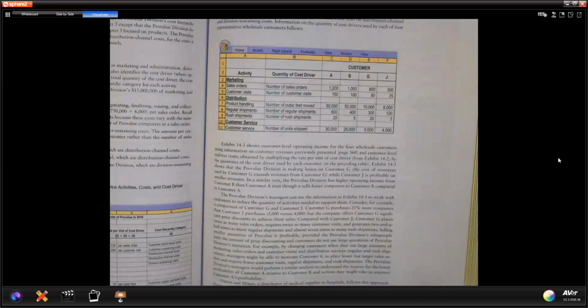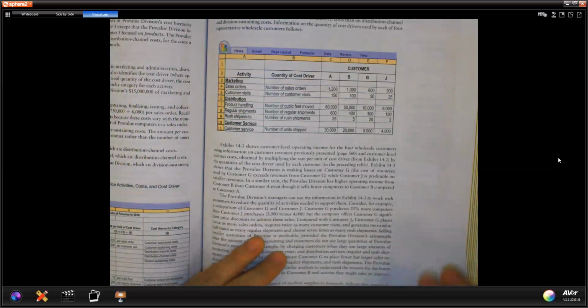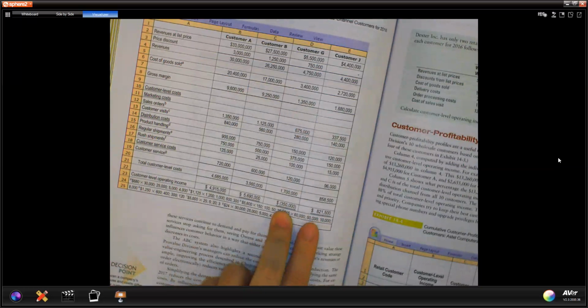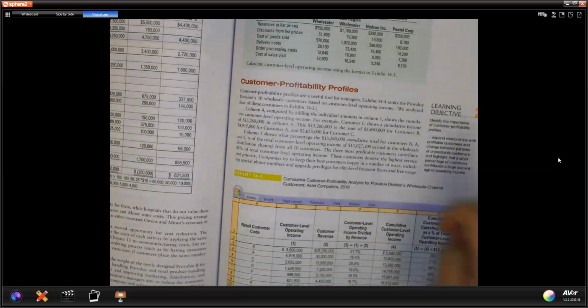As I said earlier, page 563, this paragraph explains the reasons for the differences. So I would suggest you read this one and then look at the table. Check the numbers to find out why your 3rd customer has a big loss. Okay, and then next one, learning objective 2, talking about the customer profitability profile.